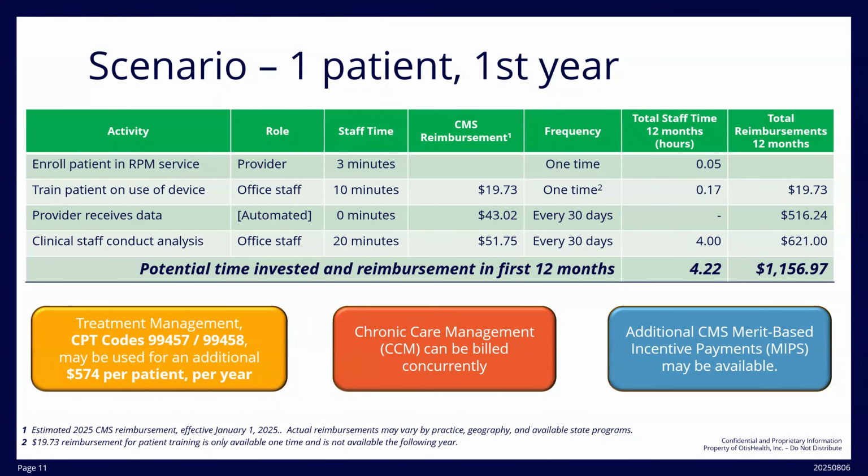In addition, you can concurrently bill any chronic care management. So all patients that are in RPM are already diagnosed with some chronic condition. And so if you choose to do so, you can concurrently bill chronic care management in addition to RPM. And then there's also CMS merit-based incentive payments known as MIPS that can be available for your practice. So this is all in addition to the $1,156.97 per year that you can bill CMS for this patient.